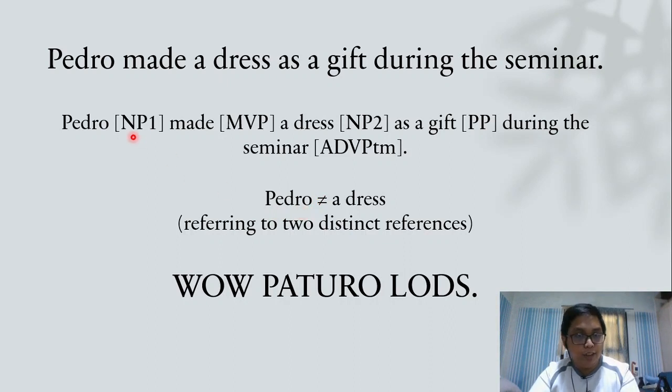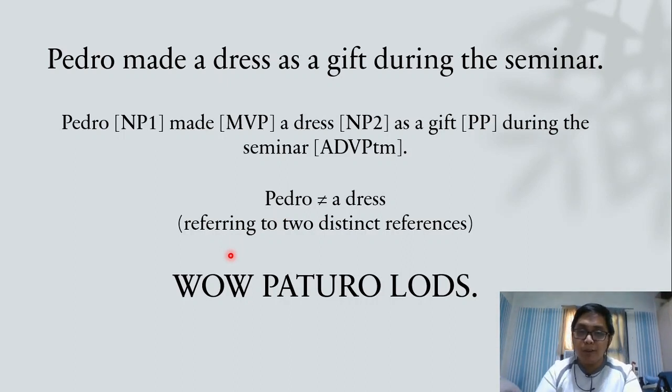Pedro, again, as the first NP here, is not equal to, ayan na, ang ginamit nating symbol, a dress. Tignan mong maigi si Pedro. Mukha ba siyang damit? Kung mukha siyang damit, lagyan natin to ng NP1. Pero dahil hindi, at magkaibang bagay itong dalawang to, isa'y tao, isa'y bagay, at hindi kayo bagay, NP2. Okay? So, referring to two distinct references.